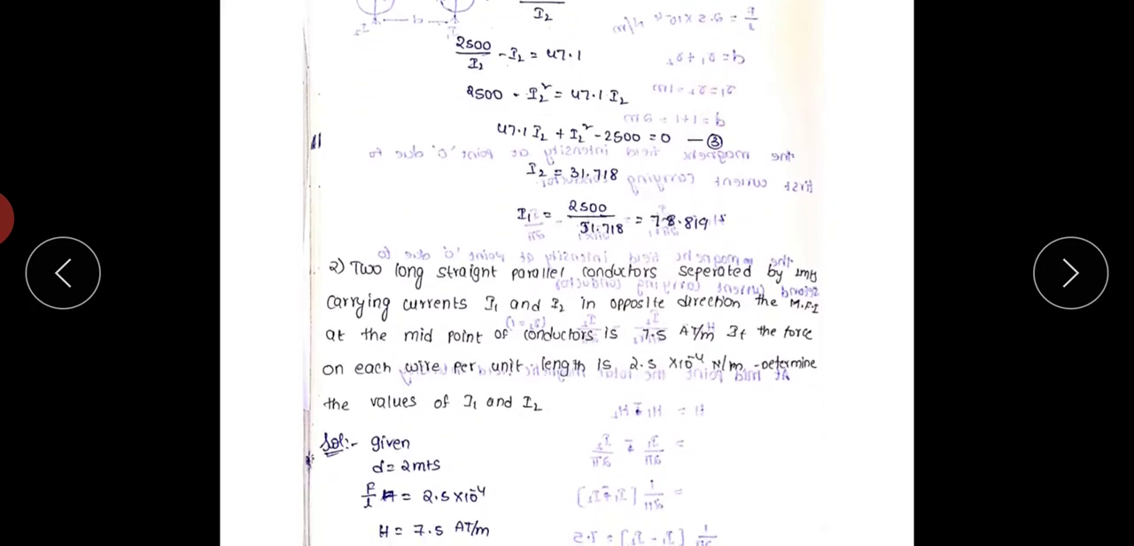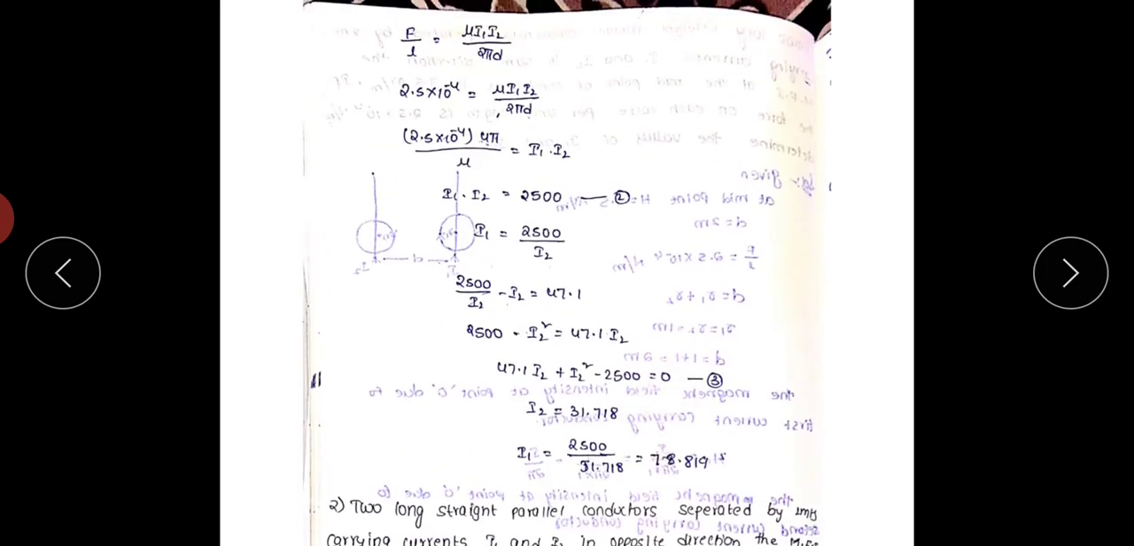Next, the second problem. Two long straight parallel current carrying conductors separated by 2 meters carry currents I1 and I2 in opposite direction. The magnetic field intensity at the midpoint of the conductors is 7.5 ampere turns per meter. If the force on each wire per unit length is 2.5 × 10^-4 newtons per meter, determine the values of I1 and I2. The only difference between the last problem and this problem is that in the last problem the current direction was the same, and here the current direction is opposite. Solve this problem in the same way.